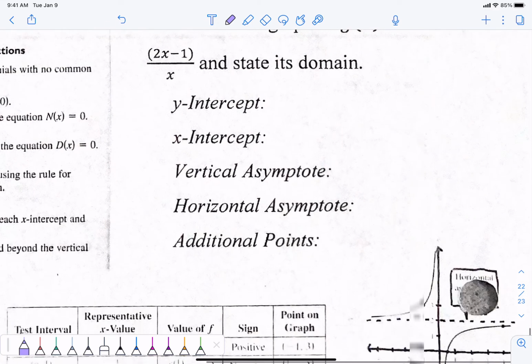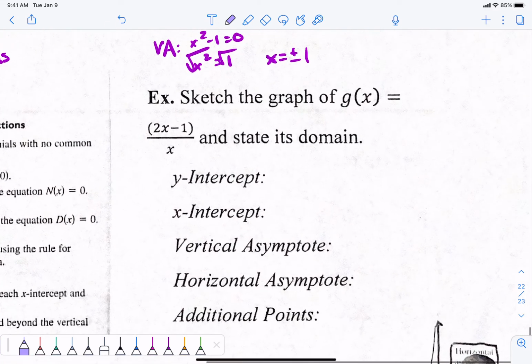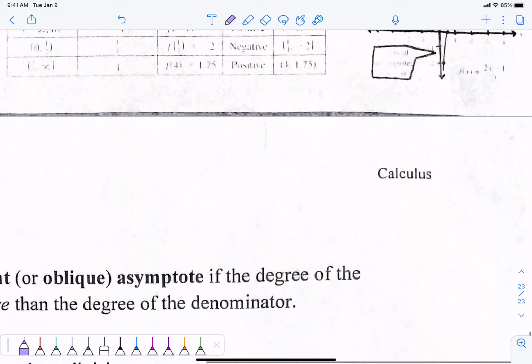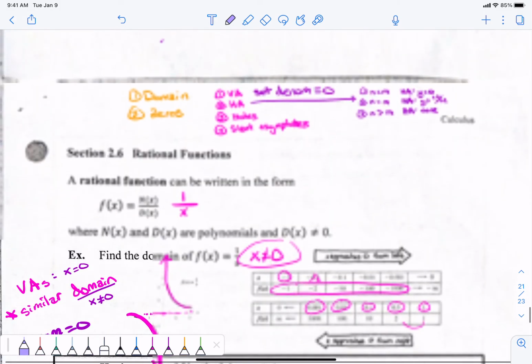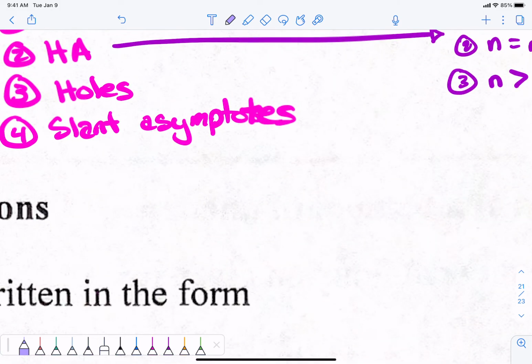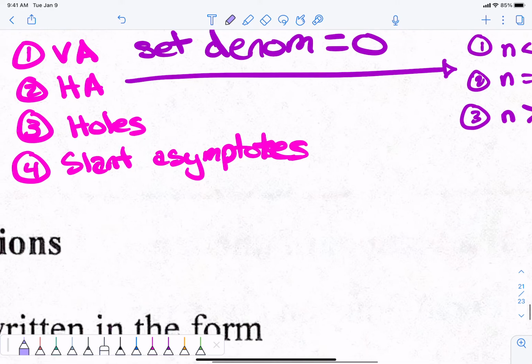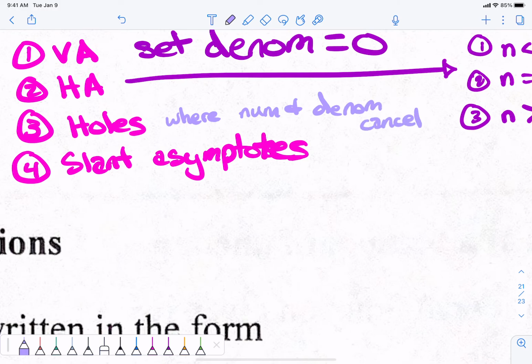Can I skip this example right here, sketch the graph of that, and go down to the bottom where we're doing slant asymptotes, okay? Last thing, oh, wait. Let's add to our list at the top. A hole, what should we add to our list for holes? If it cancels with the top. Where numerator and denominator cancel, that's where a hole exists. A lot of times people put it as a vertical asymptote, but it's not. It's actually a hole instead. So check that to be sure.